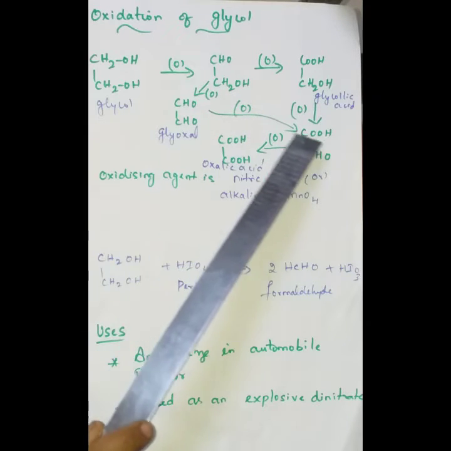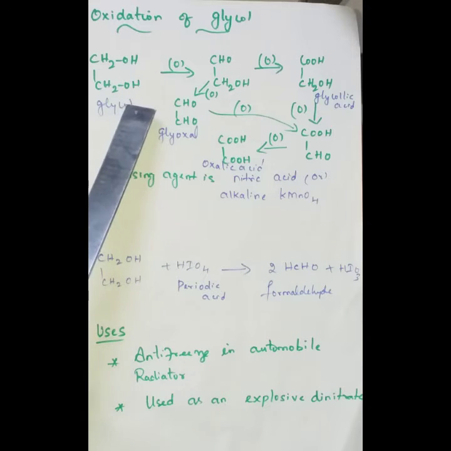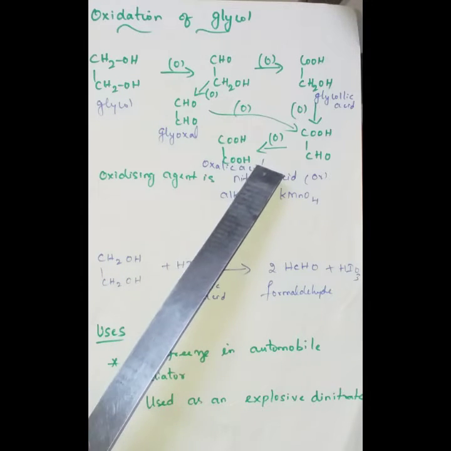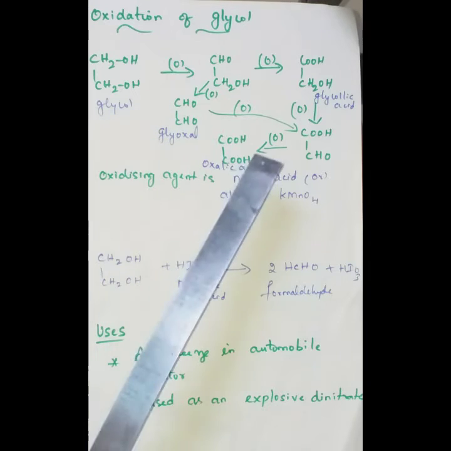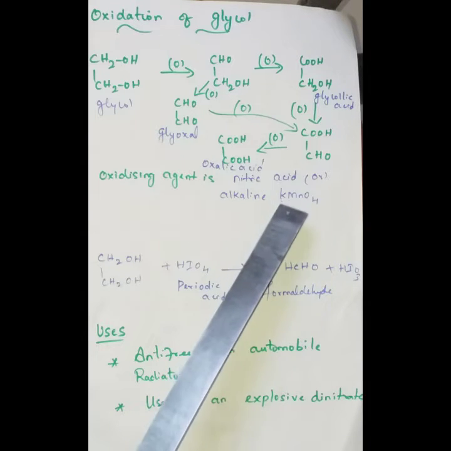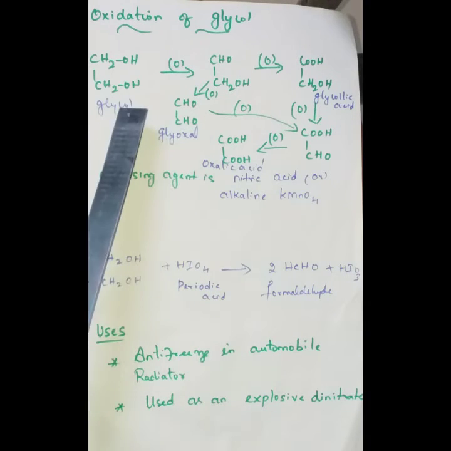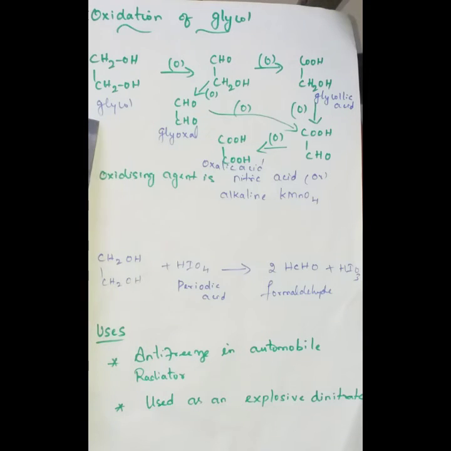The glyoxal is oxidized to give this compound. Then finally glycol is oxidized to oxalic acid. Here all are oxidation. So what is the oxidizing agent used here for the conversion of glycol to oxalic acid? It is nitric acid or alkaline potassium permanganate. These two reagents are used for the conversion of glycol to oxalic acid. So these are the oxidation reactions of glycol.